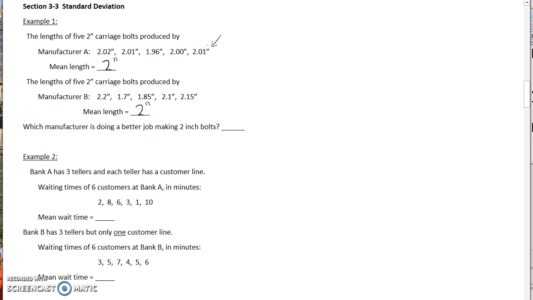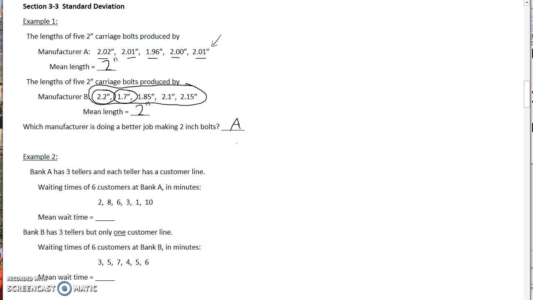The problem is, if we're making 2-inch carriage bolts, take a look down here. Some of these are way, way off, right? This one would be way too small to be considered a 2-inch carriage bolt, and this one would be way too big. Whereas when you look at these, they're all continuous measurements, so we're never going to be exactly at 2 inches, but they're all pretty close. So who's doing a better job at making bolts? I would say manufacturer A.